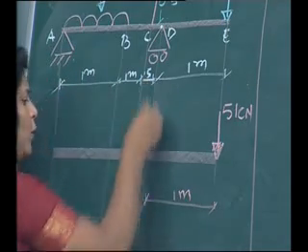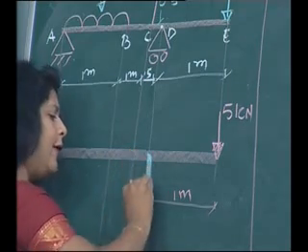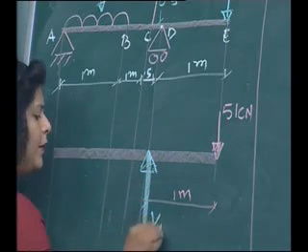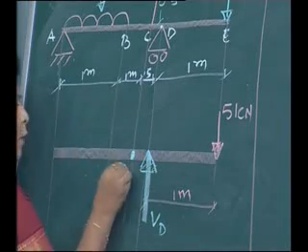We come to support D. Support D is a roller support. So, there will be one vertical reaction, that is Vd. Then we have to come to the next support, that is support C, not support, point C.